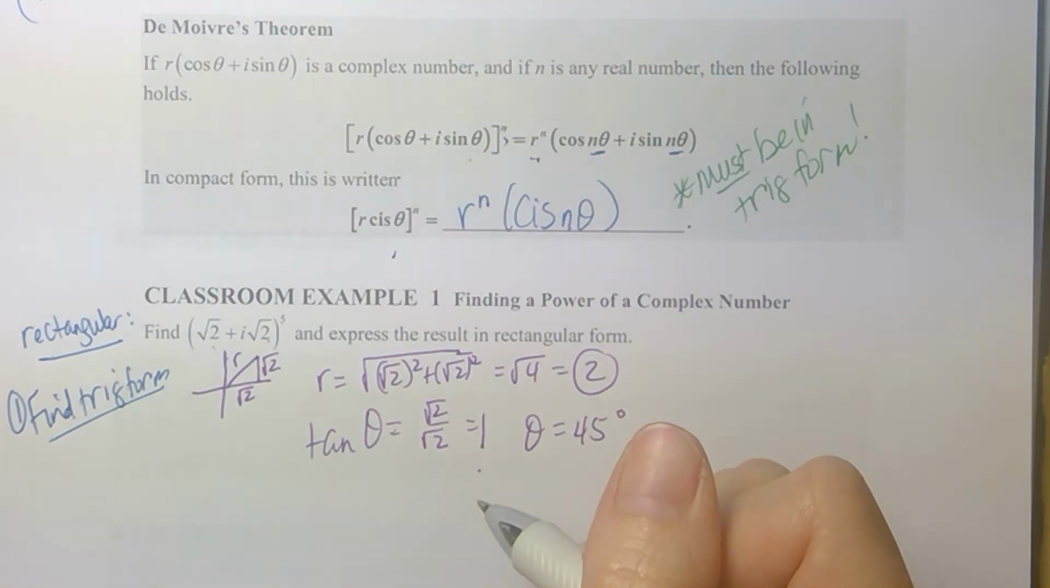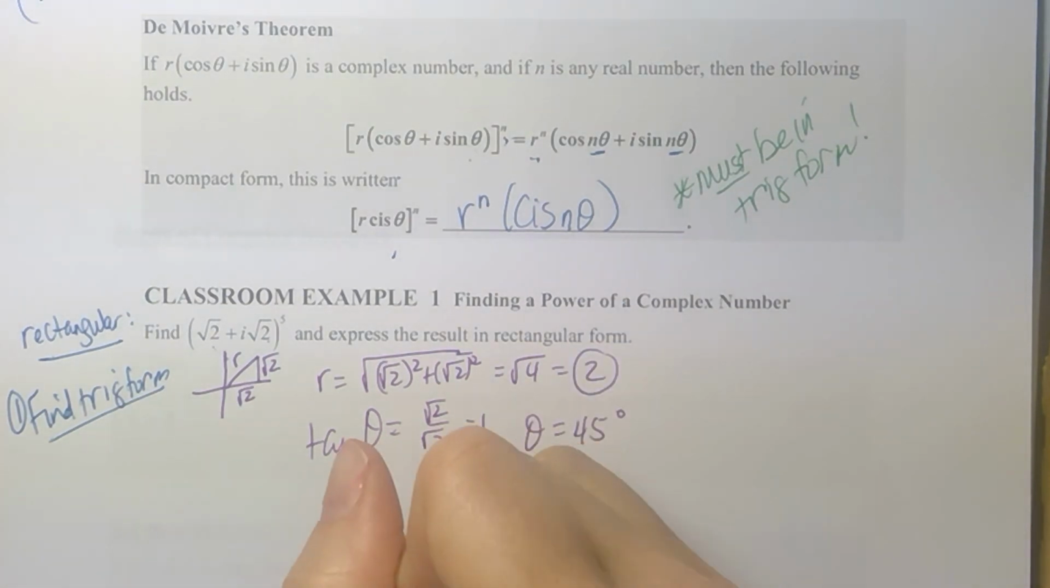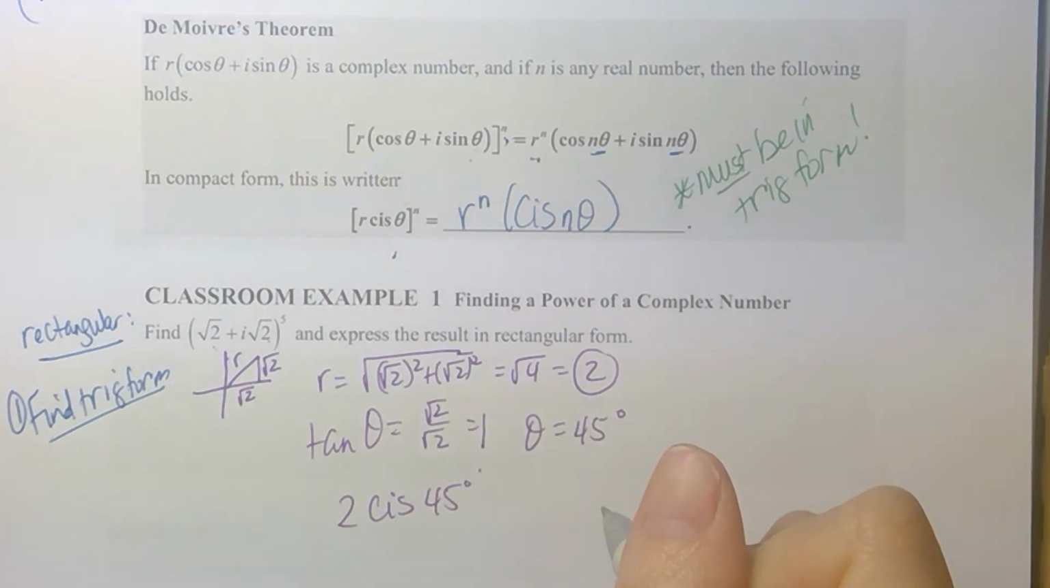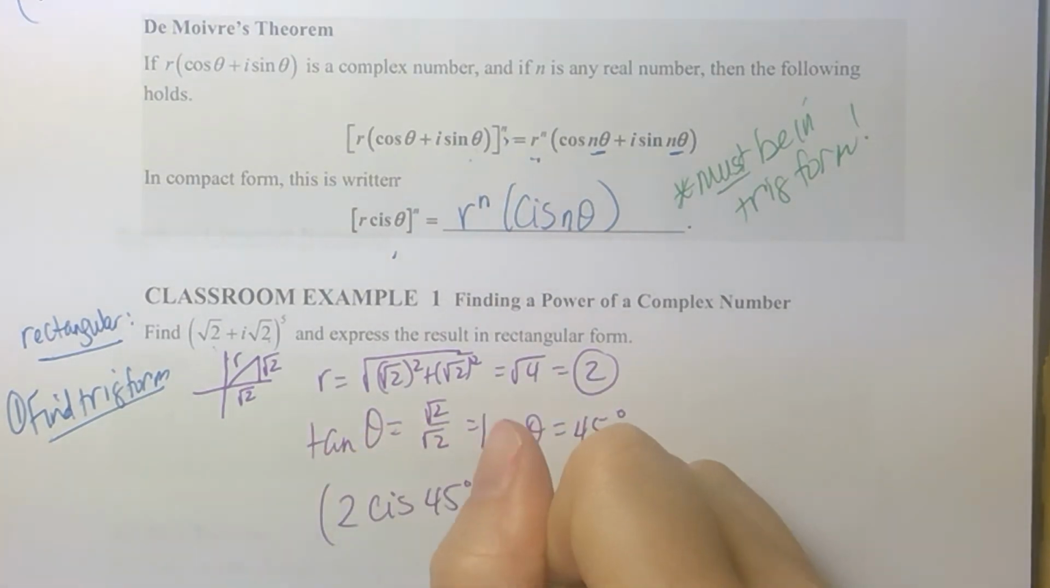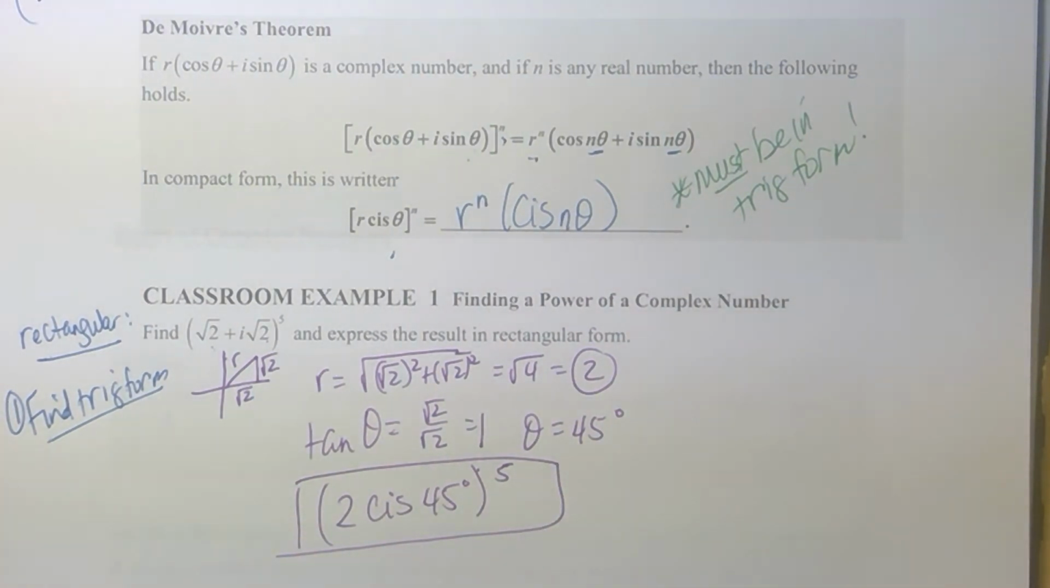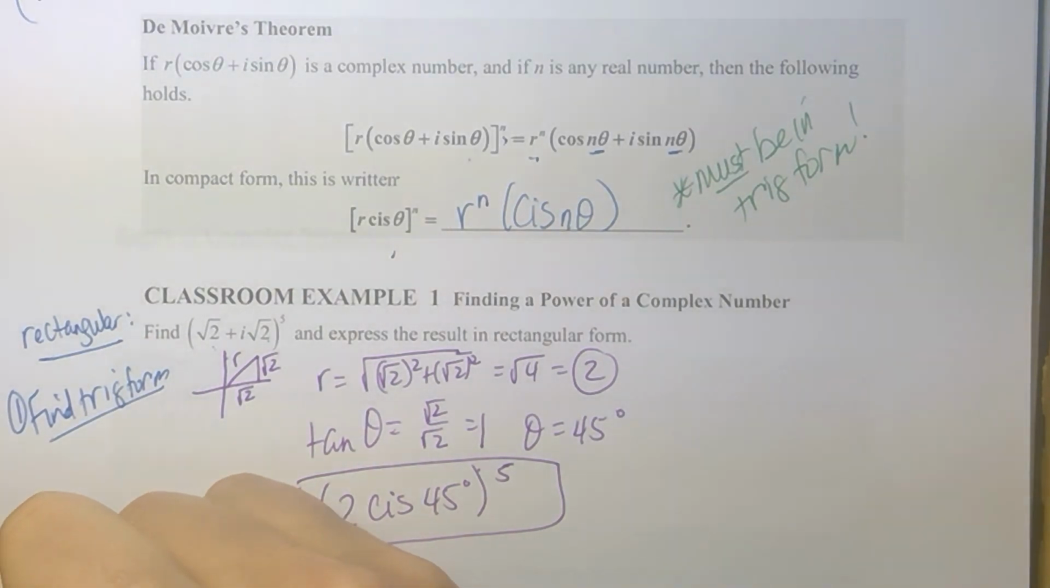So we have r CIS theta, which would be 2 CIS 45 degrees, and I want to raise that to the 5th power. There is my trig form for this problem. Now that I've got it in trig form, I want to apply de Moivre's theorem.